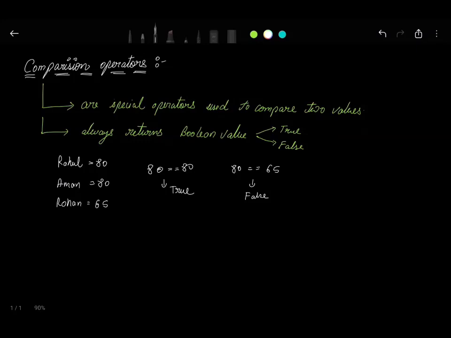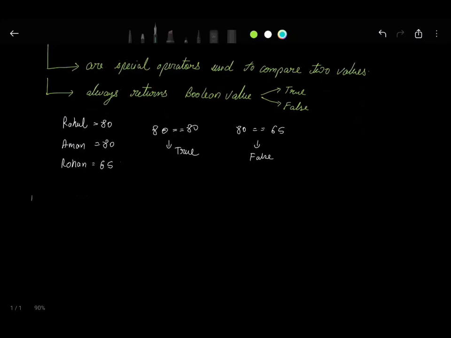So now we will be looking at these comparison operators one by one. Starting with the very first operator which we have, equal to, which is represented by the double equal sign in Python.